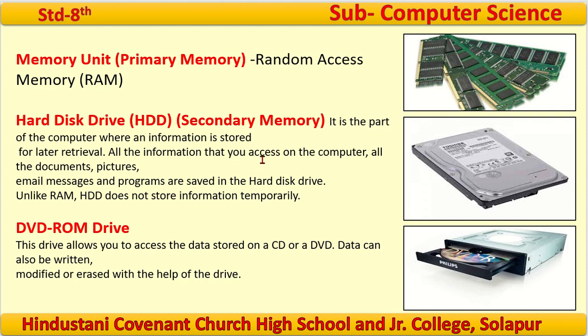So all the information that you access on the computer, all the documents, pictures, email messages and programs are saved in the hard disk drive, your C drive, D drive and so on. Unlike RAM, HDD does not store information temporarily. So it is there for later retrieval also. Okay, the data is stored in this unless and until the hard disk gets corrupt.